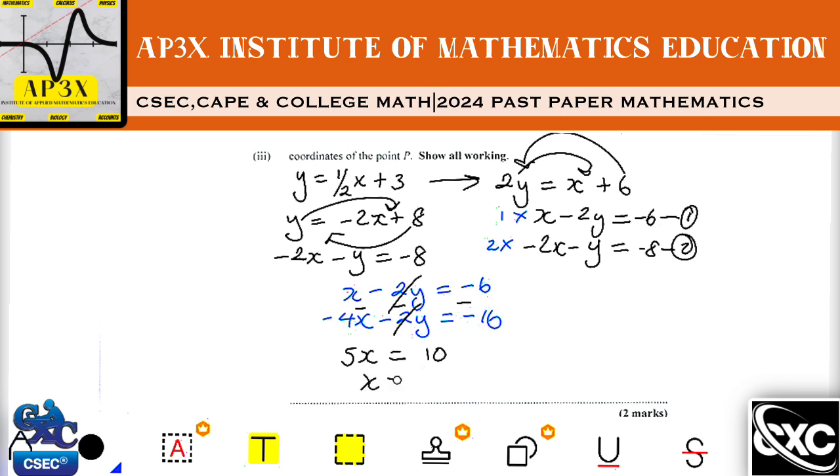Dividing through, we end up with x is equal to 10 divided by 5. X works out to be 2. All right, so that's one of our solutions.